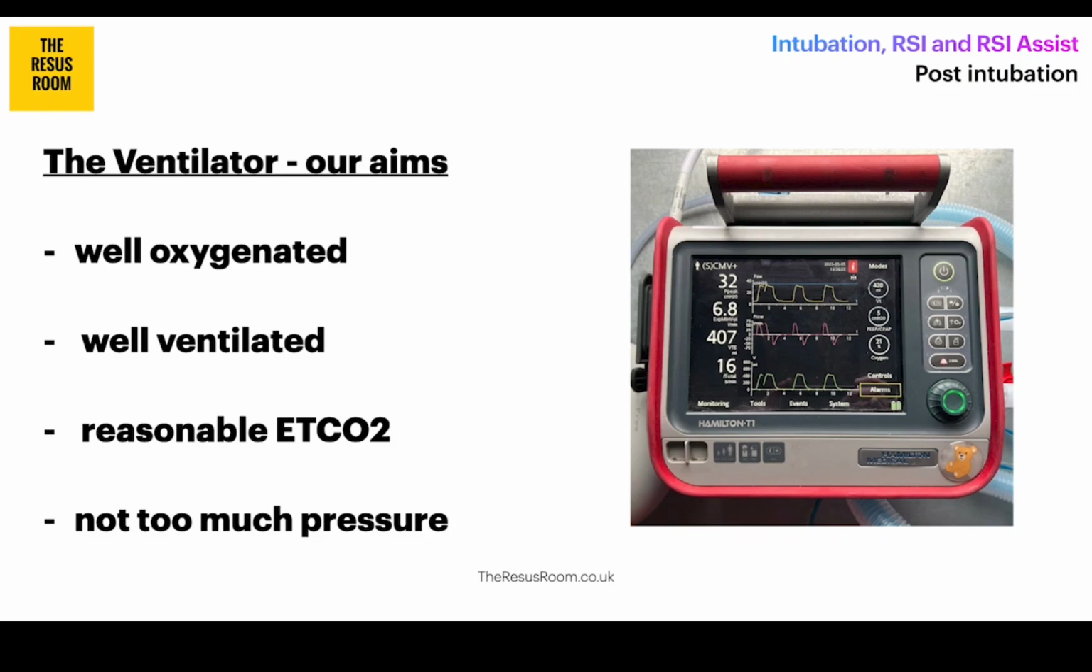So peripheral oxygen saturations at the patient's normal level, or if we don't know what that normal level is, somewhere between 94 and 98%. We want a patient who is well ventilated, and this means we want a reasonable respiratory rate, so somewhere between 10 and 15 breaths per minute as a general rule. We'll talk about specifics in a minute. But we also want a reasonable end-tidal CO2.